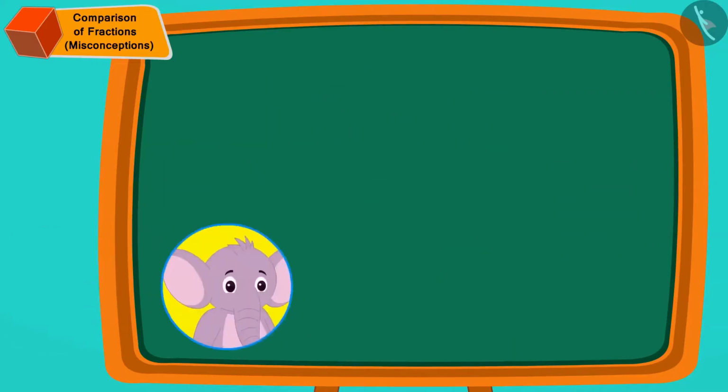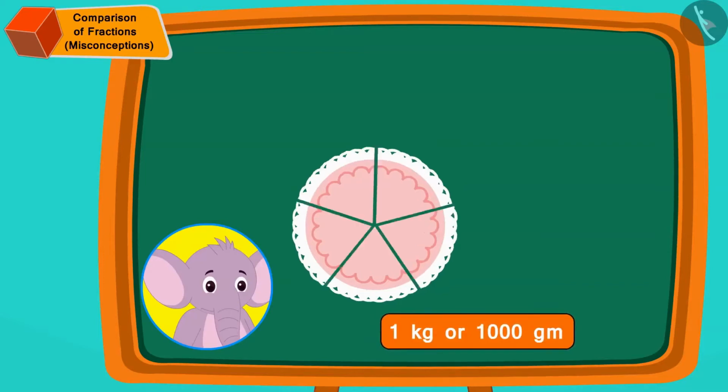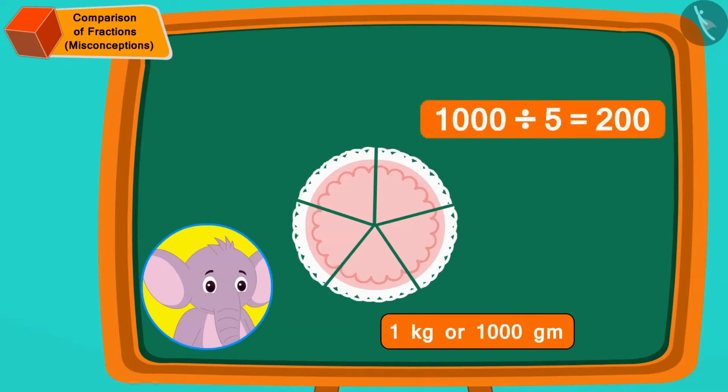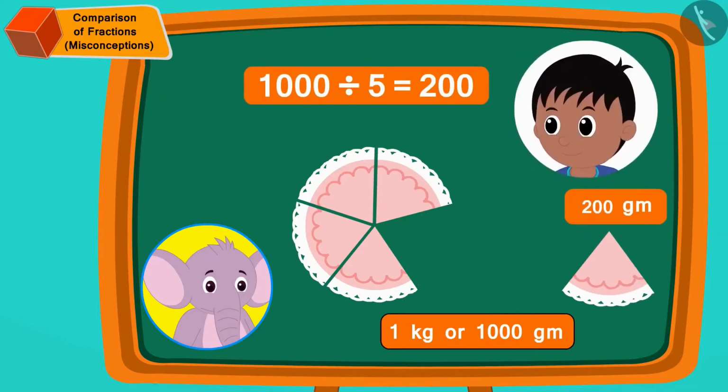Appu's cake is 1 kg or 1000 grams. Now, if we divide it into 5 equal parts, then how many grams is each part? Exactly. Every part is 1000 divided by 5 or 200 grams. In this way, Raju got 1 portion of Appu's cake or 200 grams of cake.